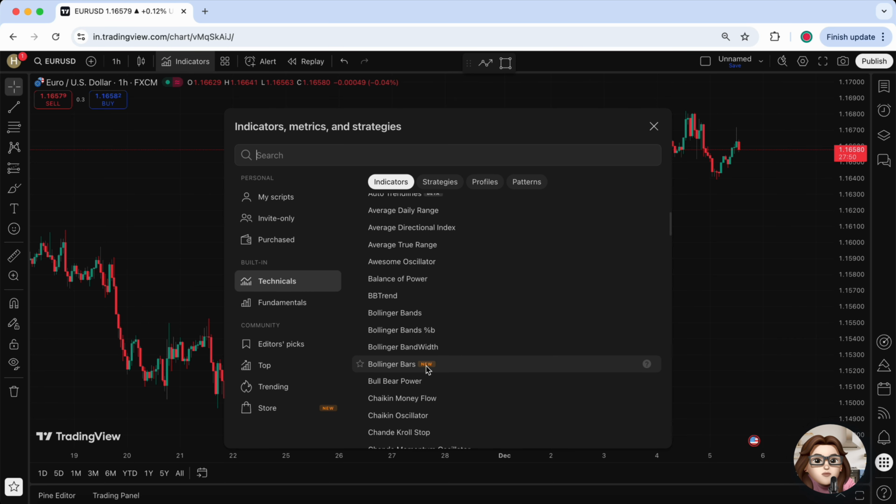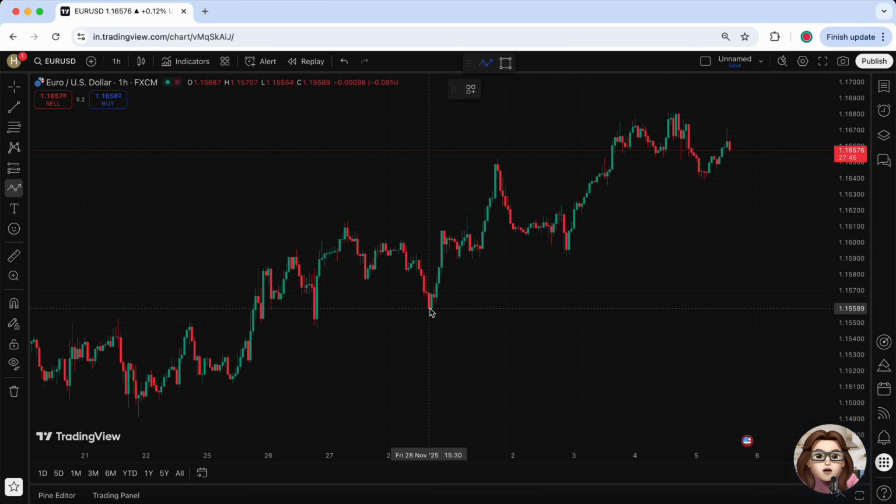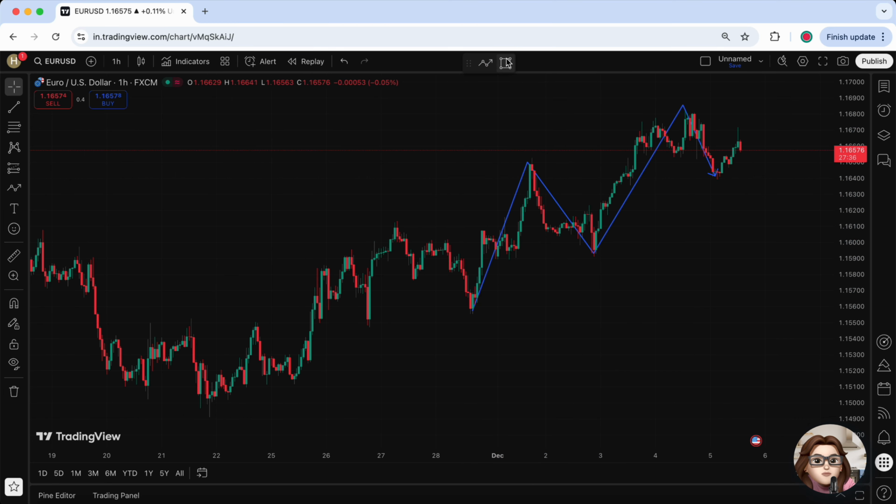Next, identify trends by spotting higher highs and higher lows for uptrends, or lower highs and lower lows for downtrends. Mark key support and resistance levels and watch for reversal patterns like head and shoulders or double tops and bottoms.